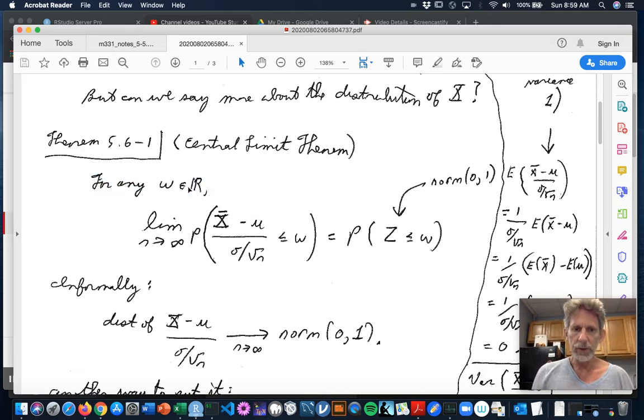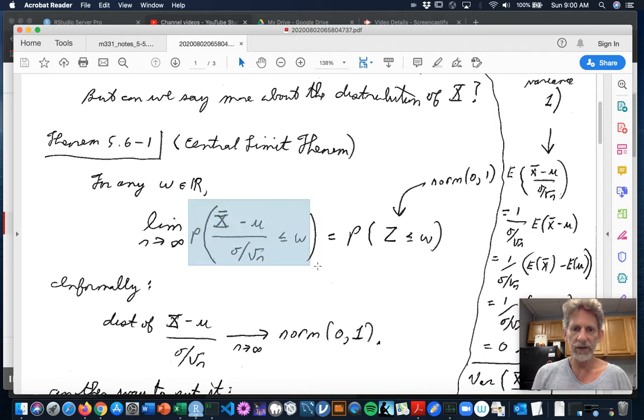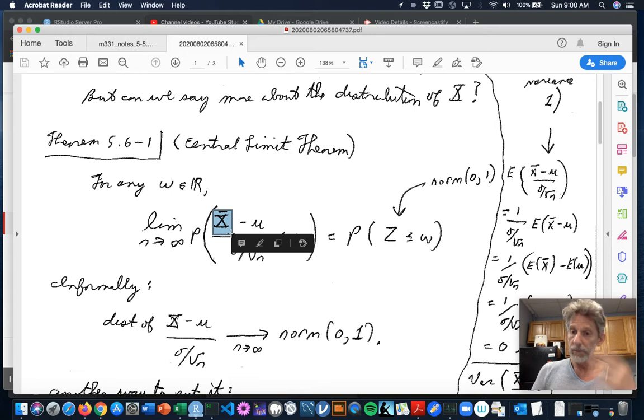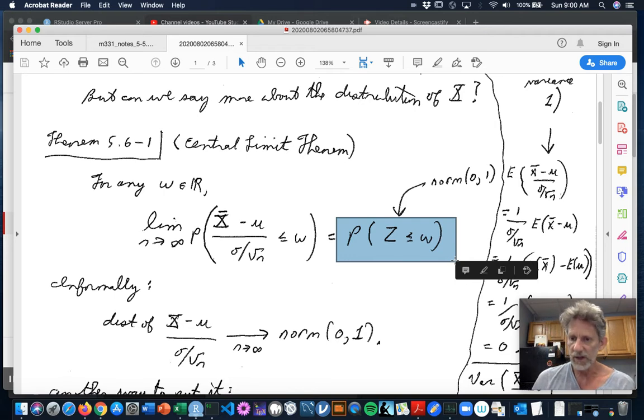For any w in the real numbers, if you look at this random variable, x bar minus the mean over the standard deviation, and ask for the probability that it is less than w, find that probability. And then you take the limit as n goes to infinity. So what you're doing is basing your x bar on bigger and bigger samples, X1 through Xn. Then those probabilities are going to converge. And what they will converge to is the probability that a standard normal is less than or equal to w.